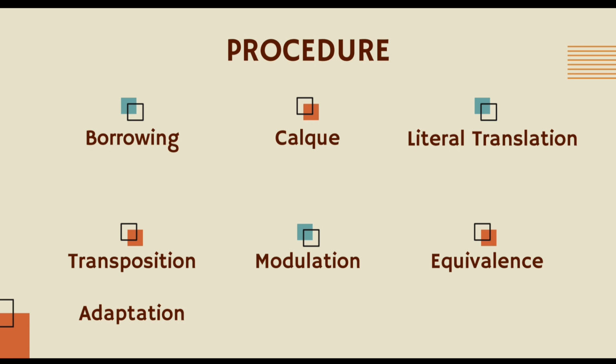Procedure 5. Modulation. Modulation is a variation of the form of the message, obtained by a change in the point of view. This change can be justified when, although a literal or even transposed translation results in a grammatically correct utterance, it is considered unsuitable, unidiomatic, or awkward in the TL.